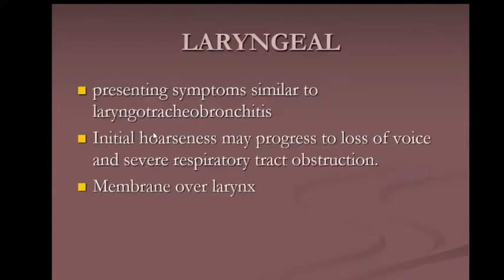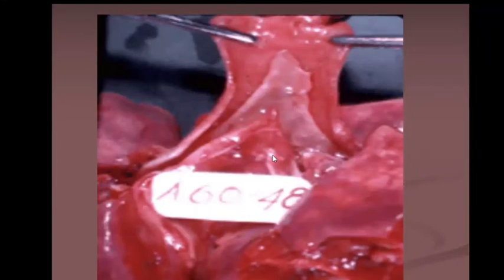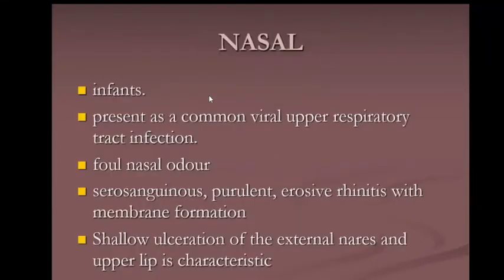Then if there is laryngeal diphtheria, it presents as laryngotracheobronchitis or croup, so it resembles that feature. The hoarseness may progress to loss of voice, severe respiratory tract obstruction is there, and the membrane can be there in the larynx. So you can see the membrane in the larynx. Less commonly, we can have nasal diphtheria. Apart from the most common sites, the pharynx and larynx, less common is nasal diphtheria.